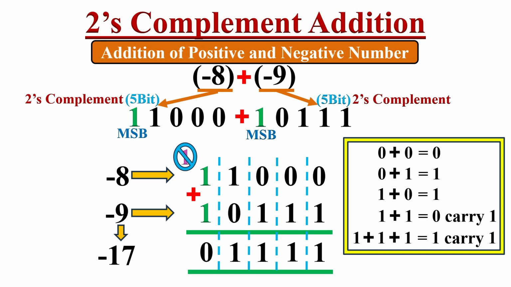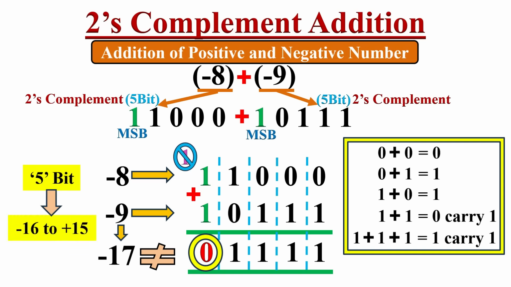But if we observe over here, the MSB bit is 0. It means the result is a positive number. Hence by checking the MSB bit, we found that our addition is incorrect. This happened because in 5-bit 2's complement representation, the range is minus 16 to plus 15, and this minus 17 is out of range. So we got an invalid result. Hence we must be careful of range when doing 2's complement arithmetic. Otherwise we will get overflow or an invalid result.